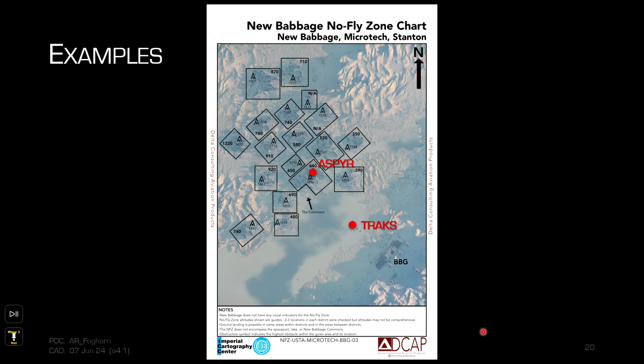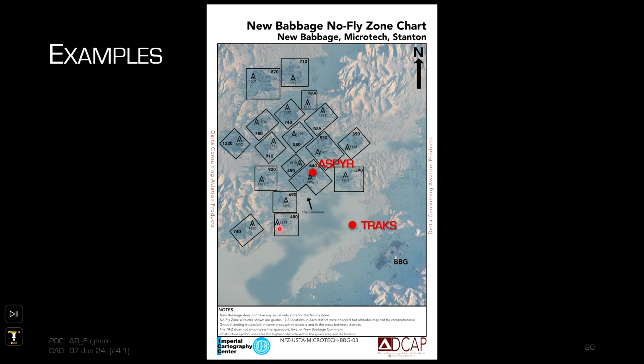For a no-fly zone chart, such as that one around New Babbage, because it has so many little cut-up no-fly spots down low, that's charted out there, and the number in the corner of each of the little squares is the top of that no-fly zone area.